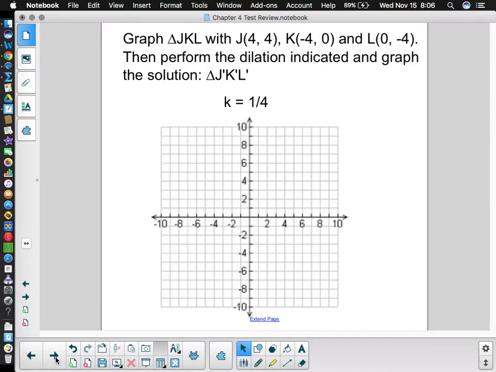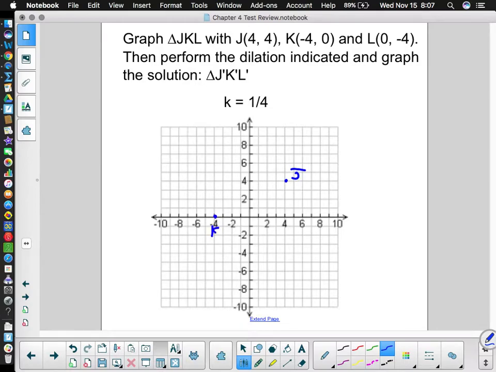All right, graph triangle JKL with J at 4, 4. 9 was false because of that dilation. 8 was true. Okay, so J is at 4, 4. K is at negative 4, 0. And L is at 0, negative 4. Okay, so there is my lovely shape.